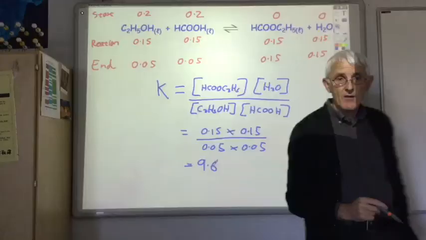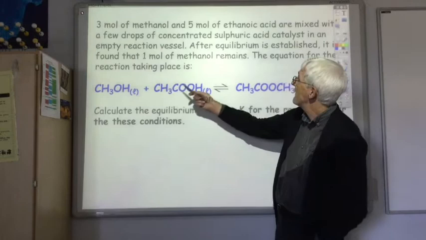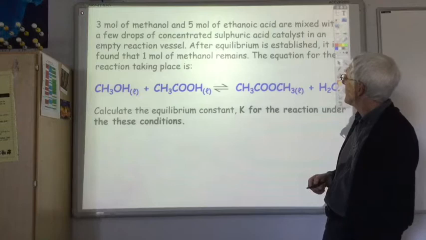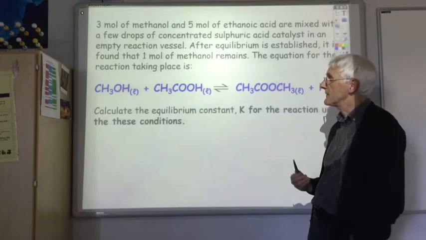Okay, here's one slightly difficult example for you to try yourself. So 3 moles of methanol and 5 moles of ethanoic acid are mixed with a few drops of concentrated sulfuric acid. At equilibrium, we have 1 mole of methanol remaining. Work out the value of K. So it's the same idea, but not identical to the previous example. You'll need to think. So pause the tape and try this for yourself.